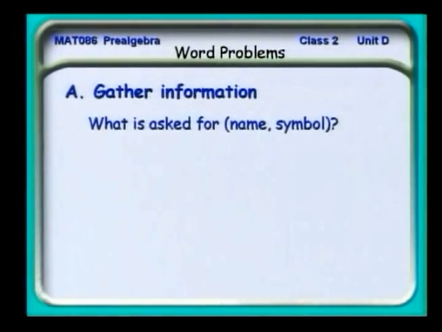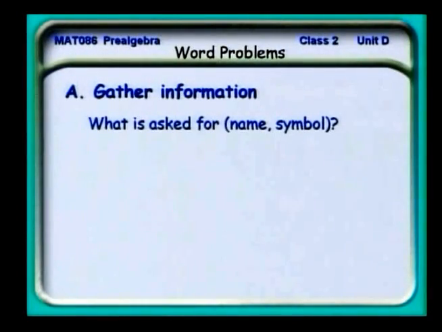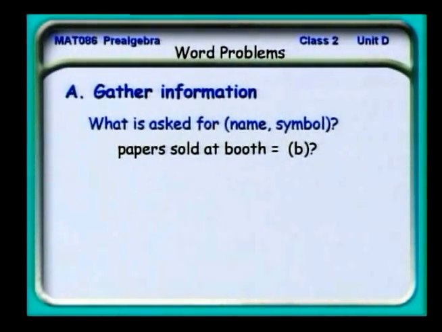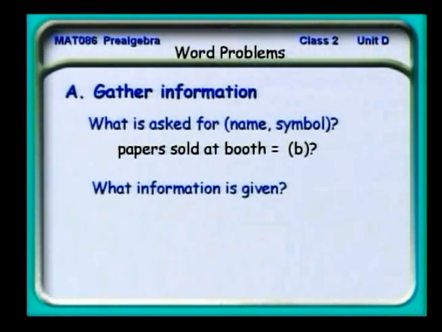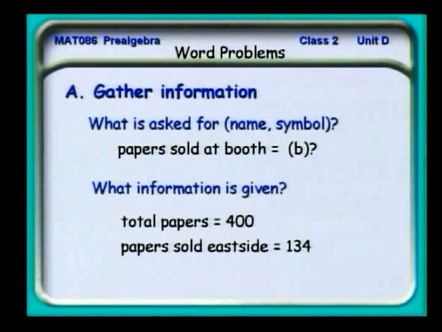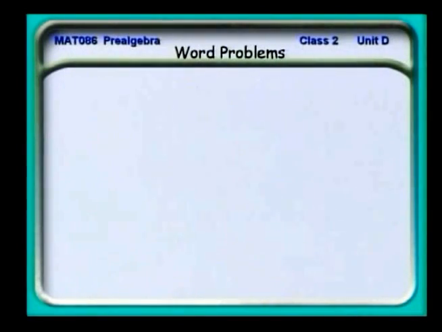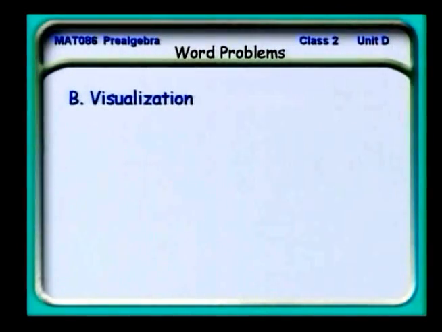Summarize the information. What's asked for? We want to know the papers sold at the booth, and we can call that B for booth. We could call it XYZ, but we're calling it B for booth. It makes it easy when we solve it to know what we're looking for. What information are we given? 400 total, 134 to the east side, 87 to the townhouse, and how can we visualize this?